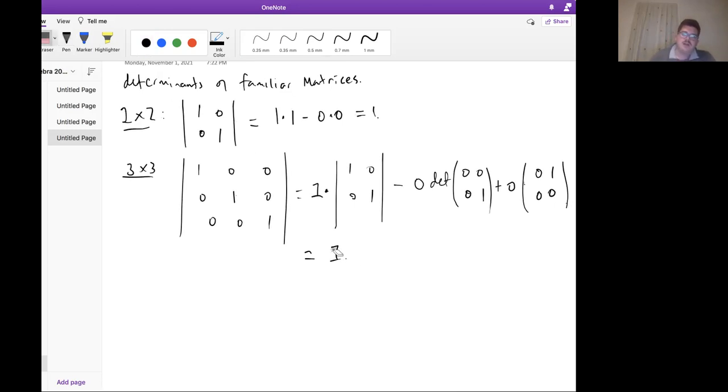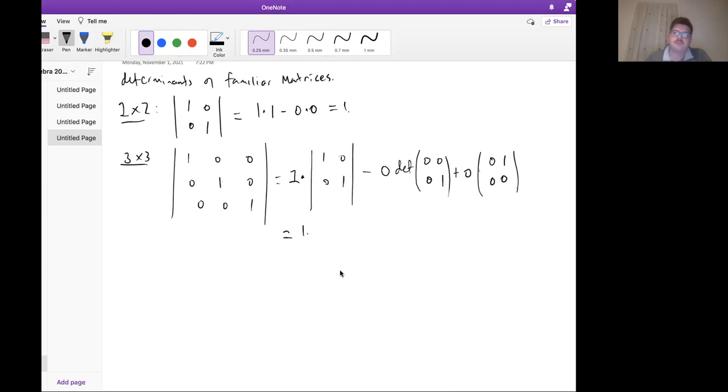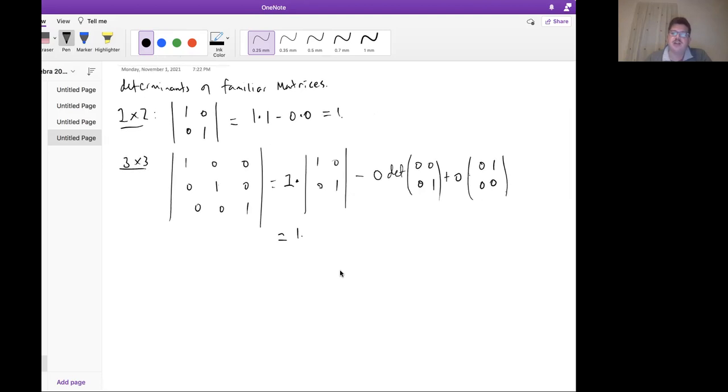Okay, cool. So far the determinant for the identity matrix, for 2 by 2 and 3 by 3, is 1, which is kind of nice, right? You'd want the identity matrix to be associated with 1 somehow.